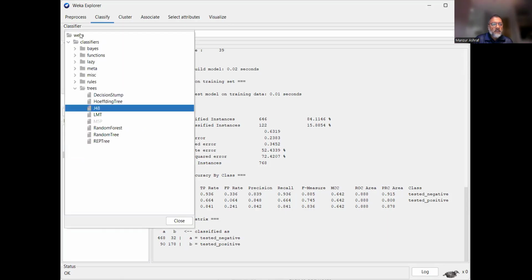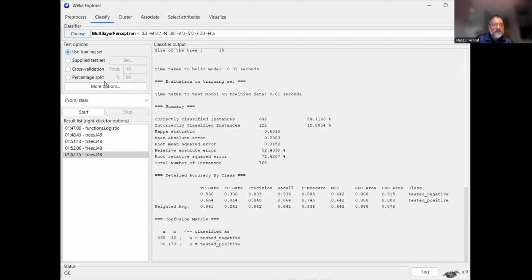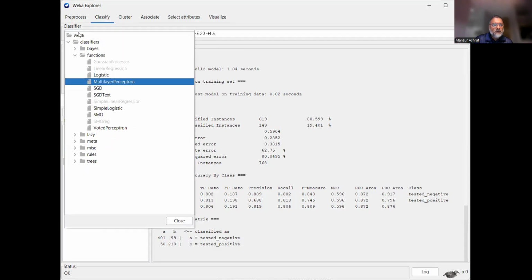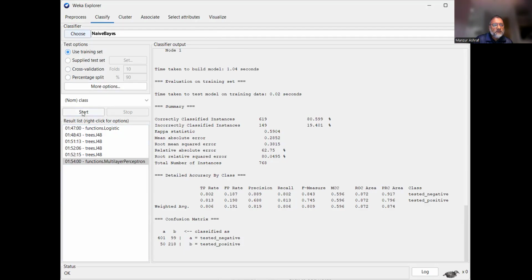Now I can choose another algorithm, say a neural network, right? I use a multi-layer perceptron, the neural network, and then I run it, right? And I can see that it is not that good, right? 80%. Now let's see another algorithm. Let's say Bayes, naive Bayes. And if I do the naive Bayes, it is 76%.